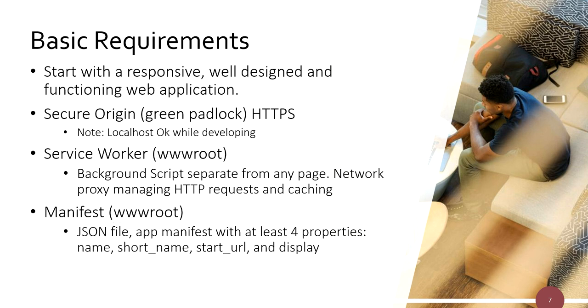Another necessary requirement is you do have to supply a manifest file. It's a JSON file, and it has to have a minimum of 4 properties in it. They actually have to have the name, a short name, the start URL, and display properties. Right, have to be defined. So we'll look at how to put together basic, really simple manifest files and then some things we might want to add to it later on.